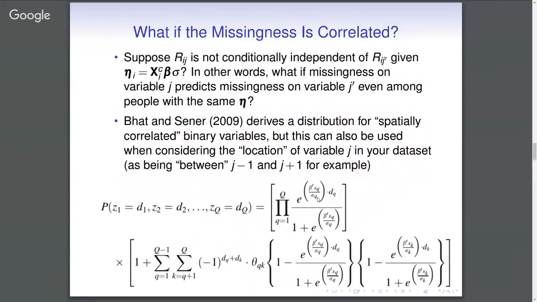So what if the missingness is not conditionally independent? The missingness on one question is not conditionally independent from the missingness on some other question, J prime, even given the log odds for all those, which is another way of saying it. If I told you that Rij is 0, does that predict missingness on Rij prime, even for two people that have the same eta?